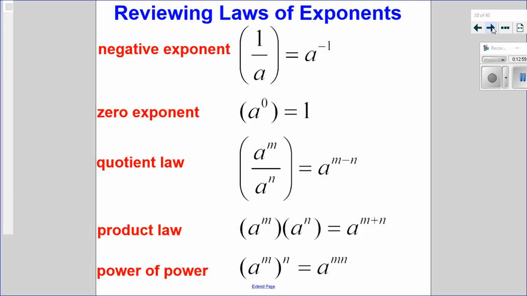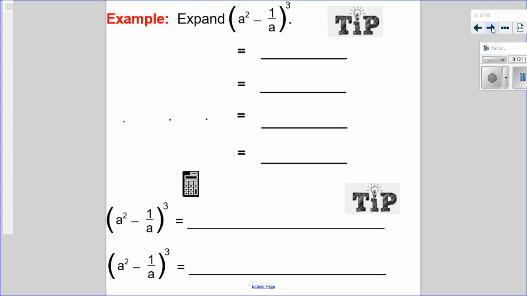So sometimes we're going to have to use laws of exponents to simplify. So just from 10C, there's our laws of exponents that we might be using in some of these questions, such as this one. So again, this is first term and second term. First term a squared, second term negative a to the negative 1. So 1 over a, my negative exponent, I can write it as a to the negative 1, which makes it a little easier when I expand.